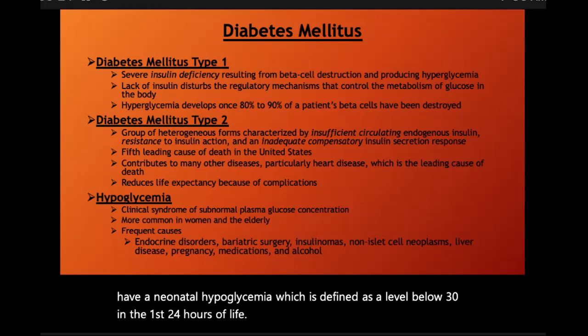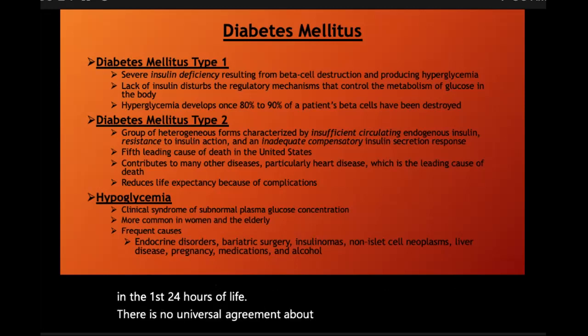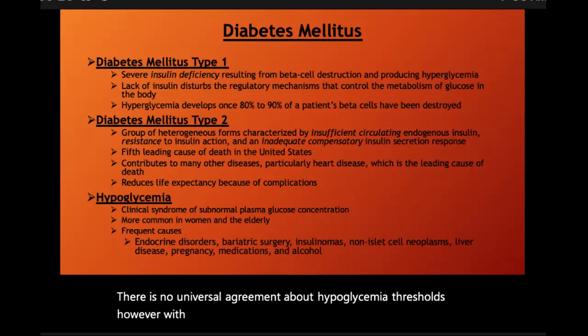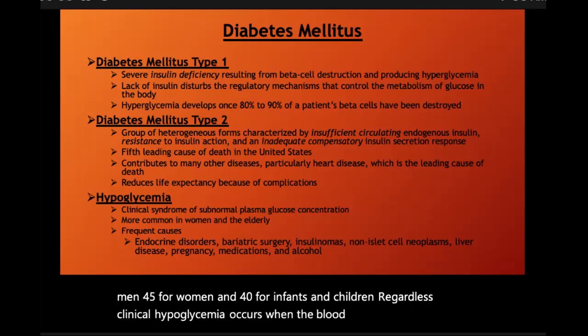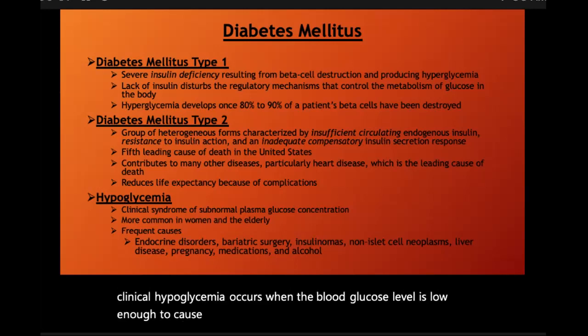There is no universal agreement about hypoglycemia thresholds. However, some research supports a level of less than 50 for men, 45 for women, and 40 for infants and children. Regardless, clinical hypoglycemia occurs when the blood glucose level is low enough to cause signs or symptoms.